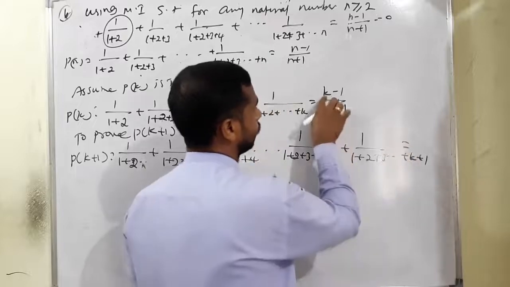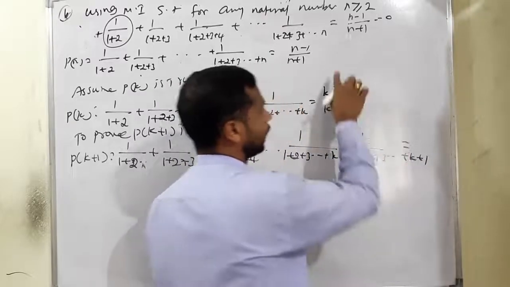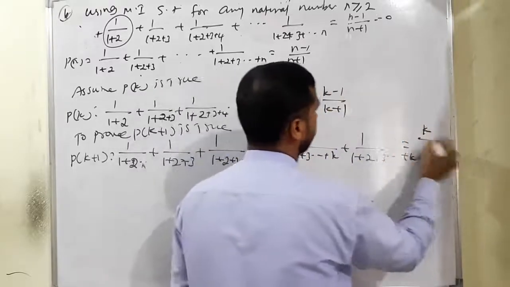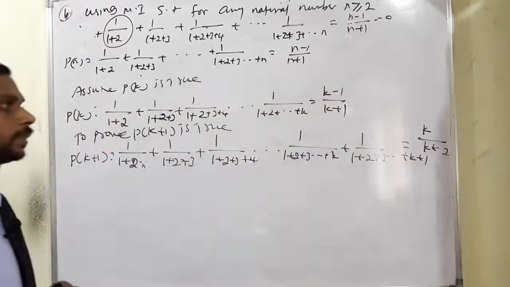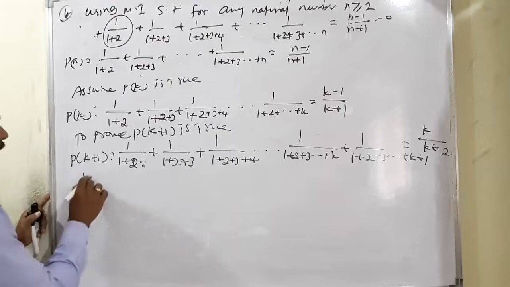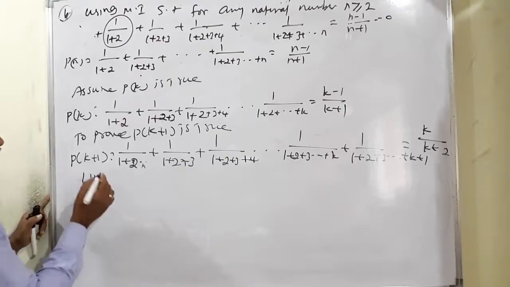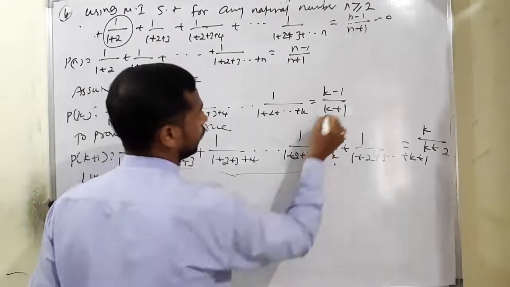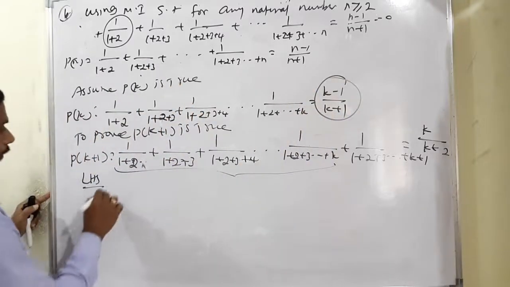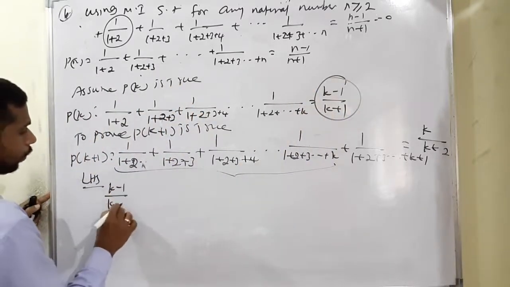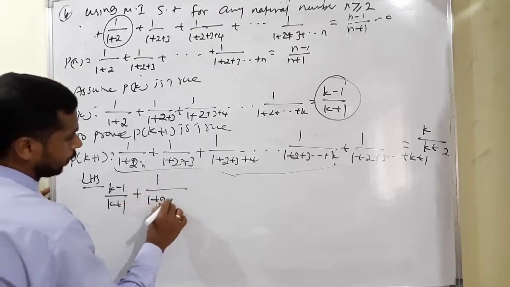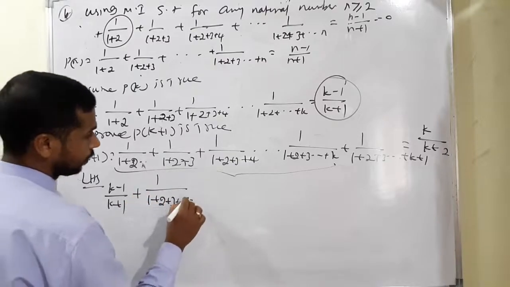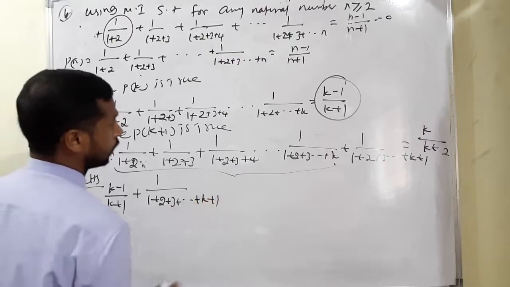This whole term is equal to, instead of k, take k plus 1, plus 1 minus 1 cancel, therefore k divided by k plus 2 will come. So we have to show on the right hand side k over k plus 2. So on the LHS, instead of the whole term, what is the meaning? (k minus 1) over (k plus 1), then plus 1 by 1 plus 2 plus 3 plus dot dot dot plus k plus 1.